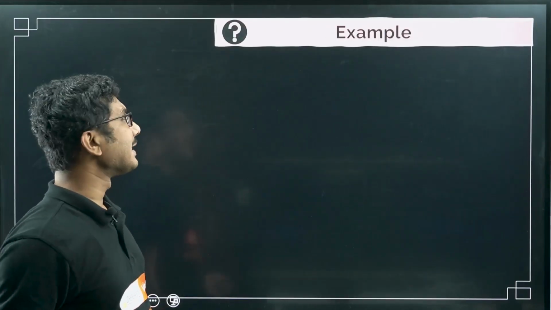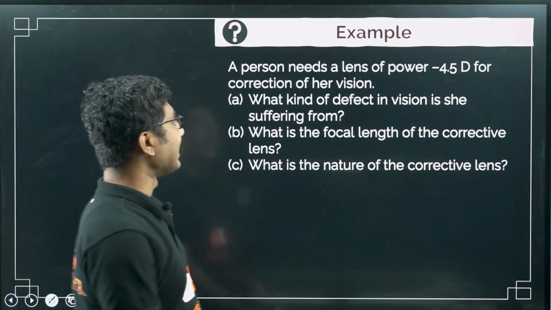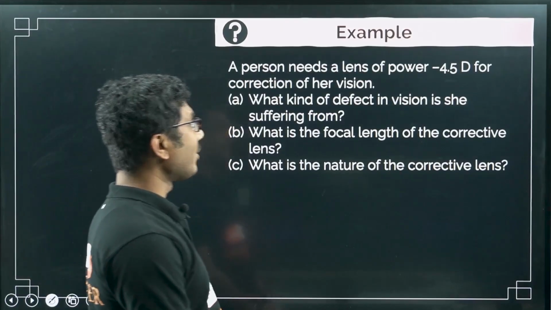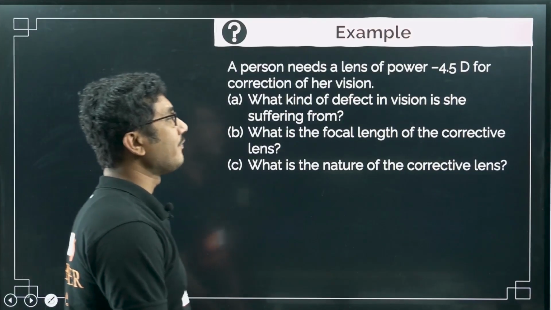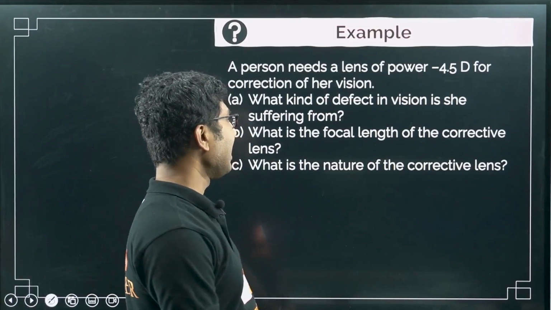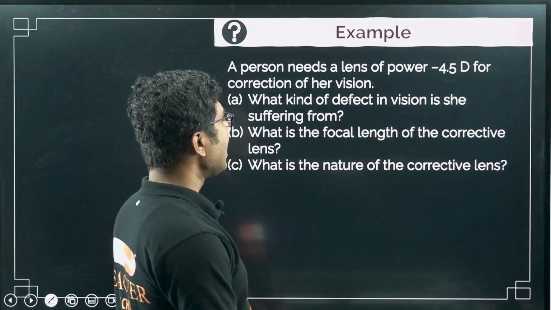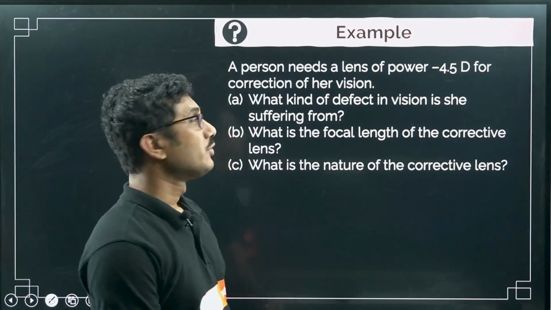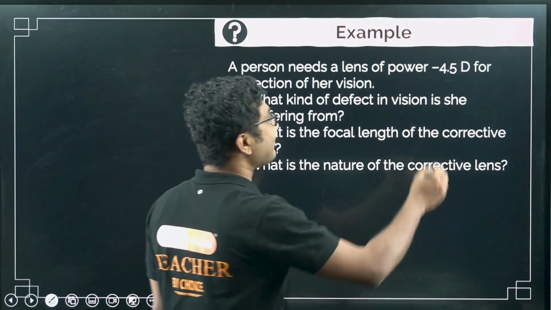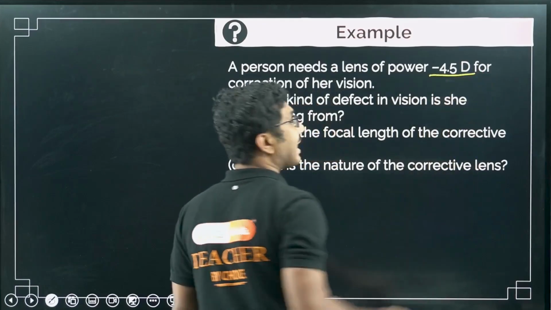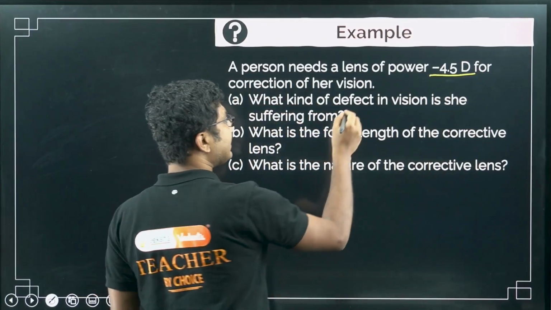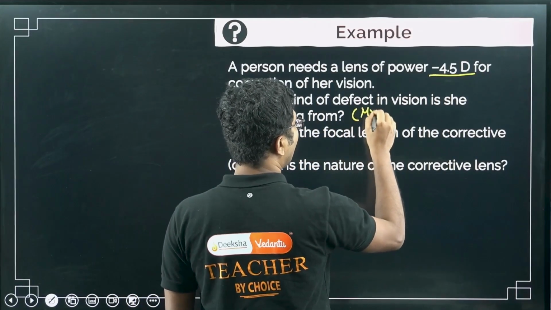Now let's see one example problem. A person needs a lens of power minus 4.5 D for correction of her vision. What kind of vision defect is she suffering from? Obviously the power is negative, that means it's a concave lens. A concave lens means the defect is definitely myopia.